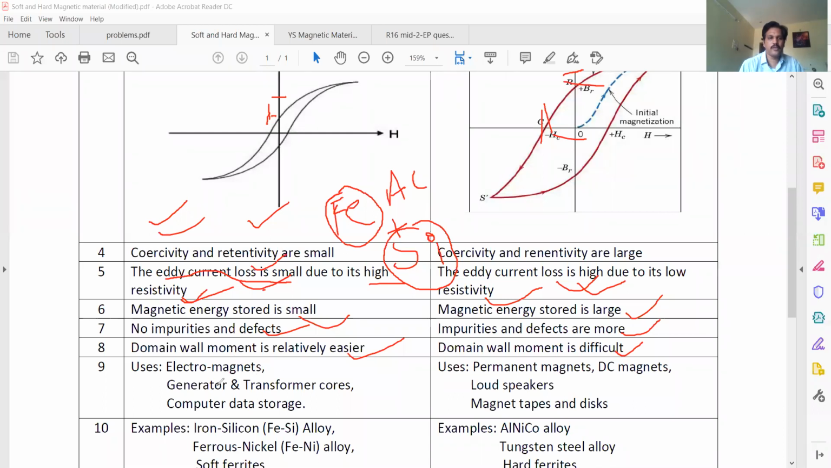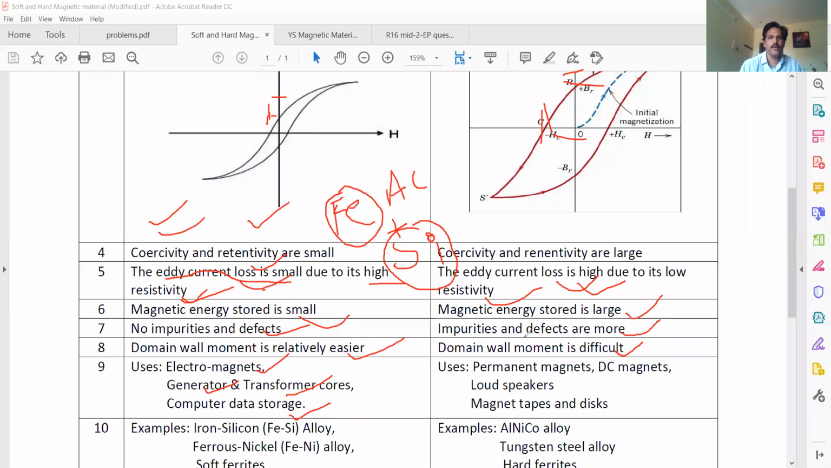Next one. Where do you use this? Electromagnets. For electromagnets we use soft iron. This is called soft iron. So electromagnets, generators, transformer cores, and computer data storage.